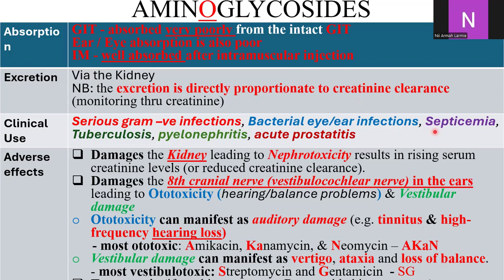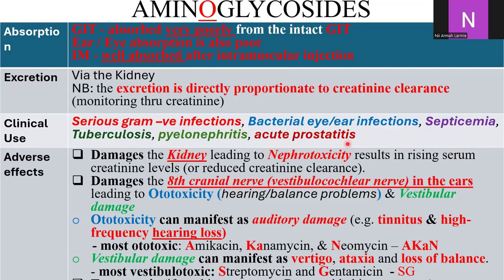It could also be a systemic infection where we'll be using the IM route: tuberculosis, pyelonephritis, prostatitis. All of these are areas where we use aminoglycosides.